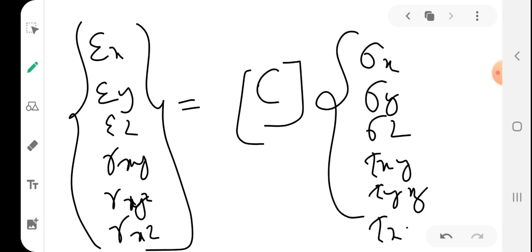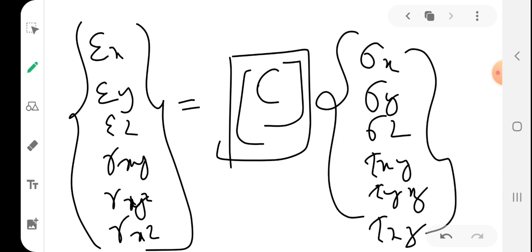So students, I have already told you that this matrix will be a function of all the elastic constants, right? Like modulus of elasticity, modulus of rigidity, bulk modulus, and Poisson's ratio. So in the case of Hooke's law, stress is related to strain according to the one dimensional Hooke's law, like sigma is equal to E into epsilon.